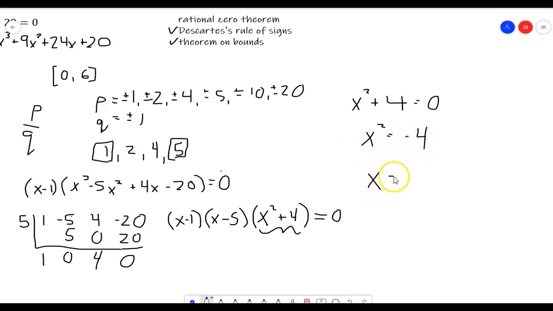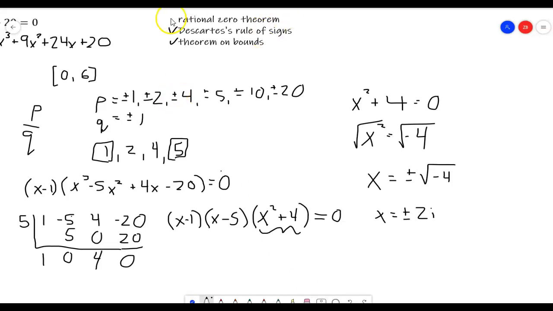So x is equal to, take the square root of both sides, plus or minus the square root of negative 4, so x is equal to plus or minus 2i, right? Because that's 2 times the square root of negative 1, which is 2i. The square root of negative 1 is equal to i. So those are our other solutions, plus 2i and minus 2i. So that's our 4 solutions: 1, 5, 2i, and minus 2i.